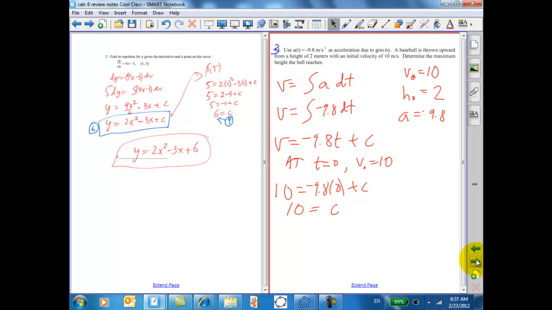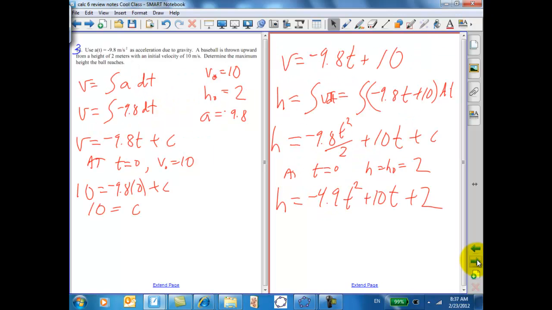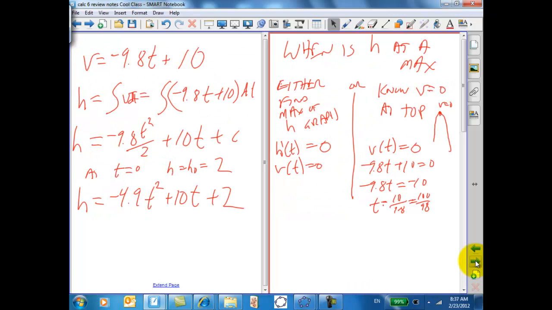Sometimes I'll throw an extra little line here like, okay, fine, you've got the velocity and displacement equations, but can you apply them? So that's what this is about. Determine the maximum height the ball reaches. In this case, that is just getting the velocity and the height. And when is the height at its maximum?